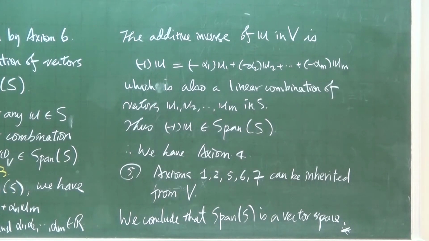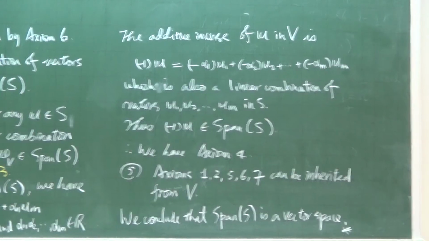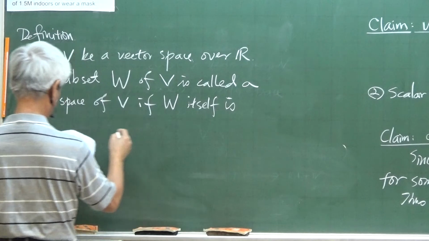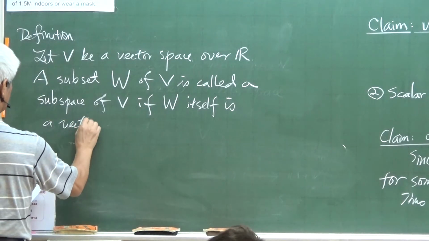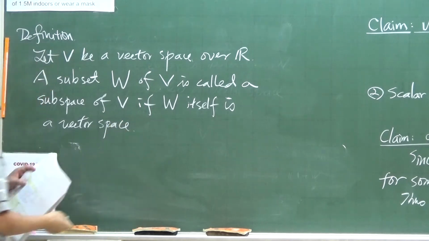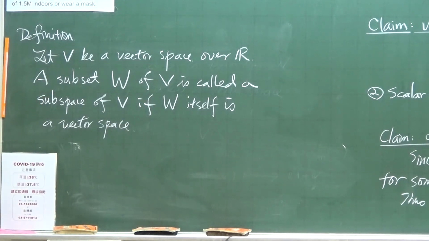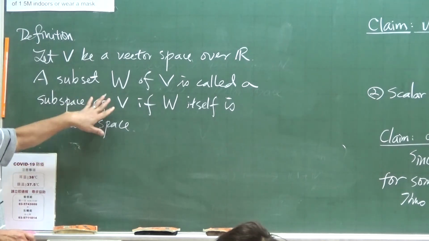Let V be a vector space over R. A subset W of V is called a subspace of V if W itself is a vector space. So whenever a subset W of a big space is itself a vector space, then this subset is called a subspace.